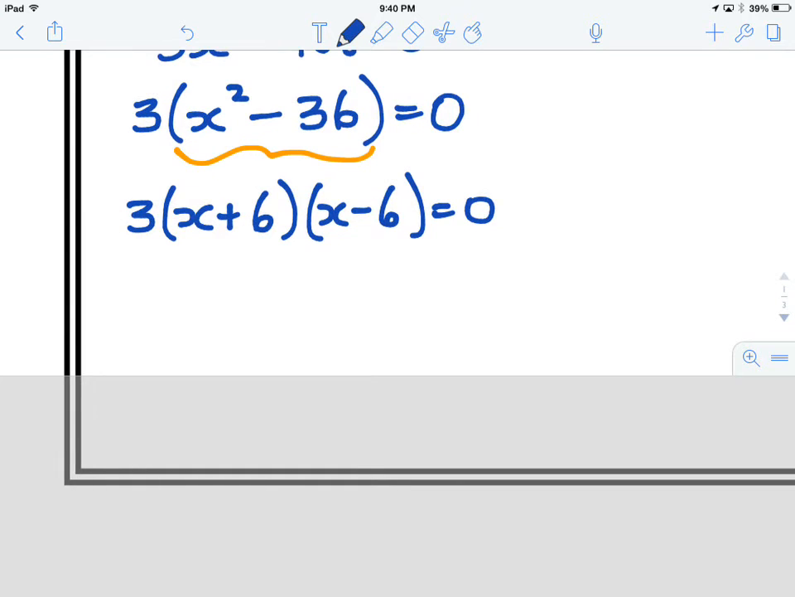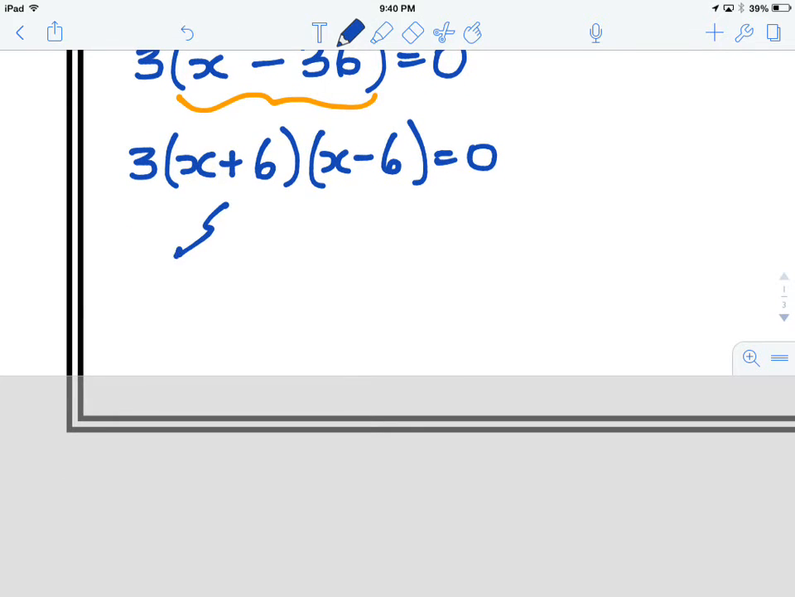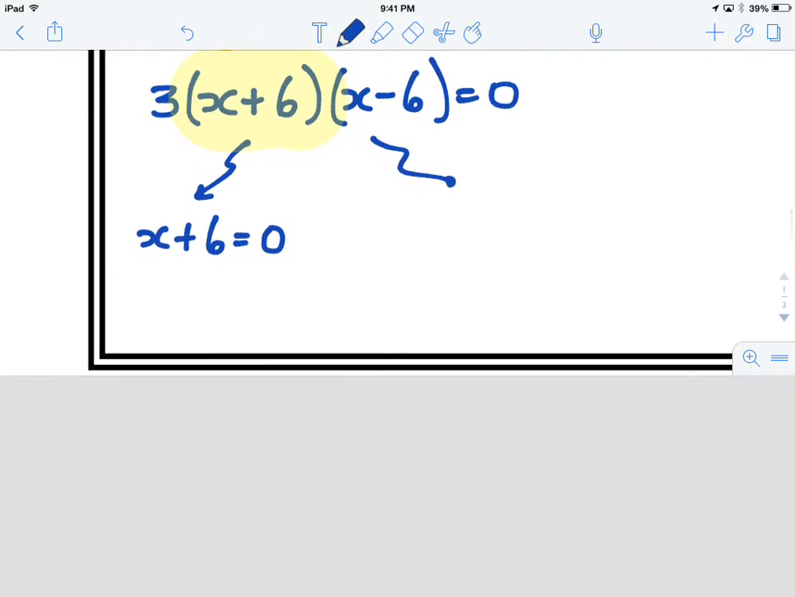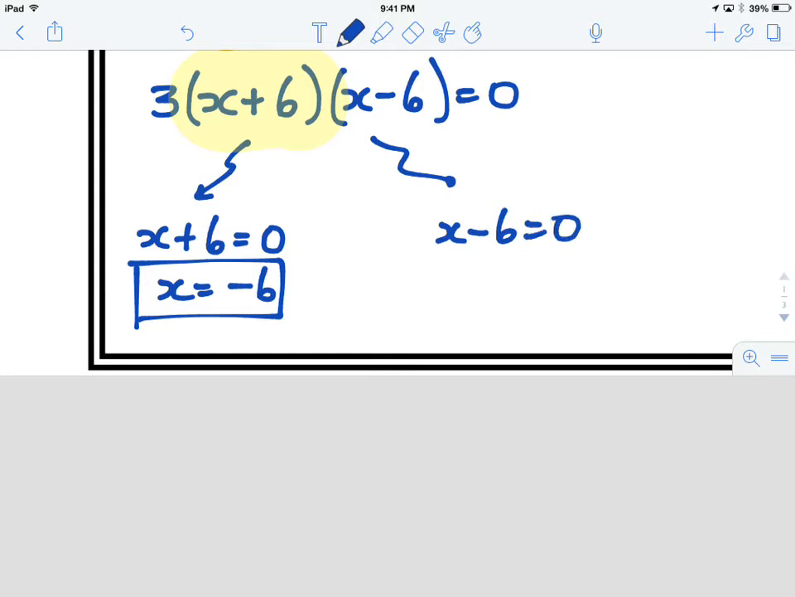And then the roots of this equation come from these two brackets. What value makes this equal to 0? We'd say x plus 6 equals 0, so x is equal to -6 is one of our roots. And very similarly, x minus 6 equals 0, so x equals plus 6 is our other root.